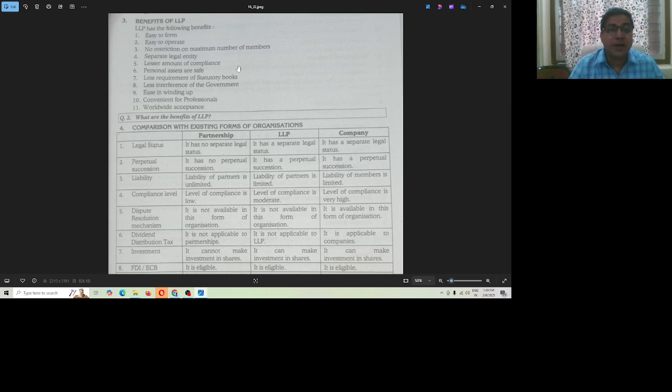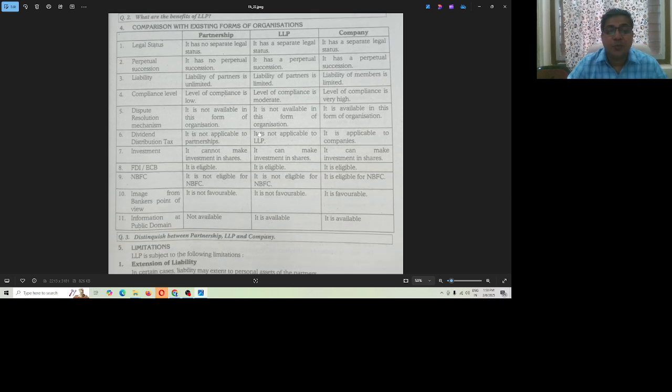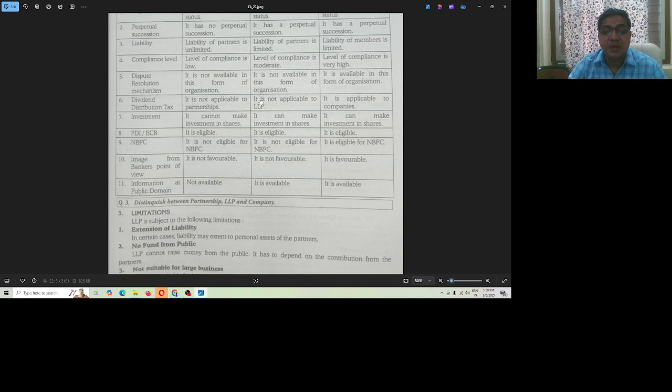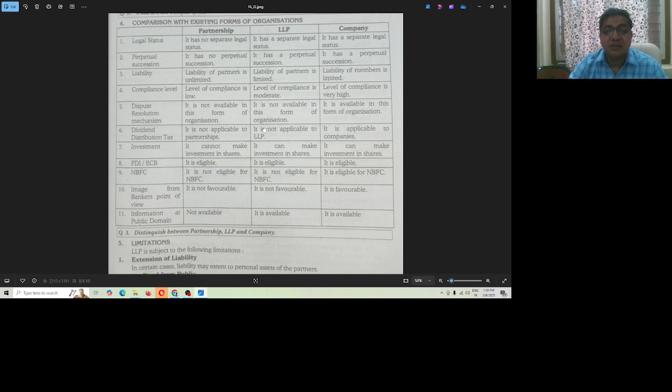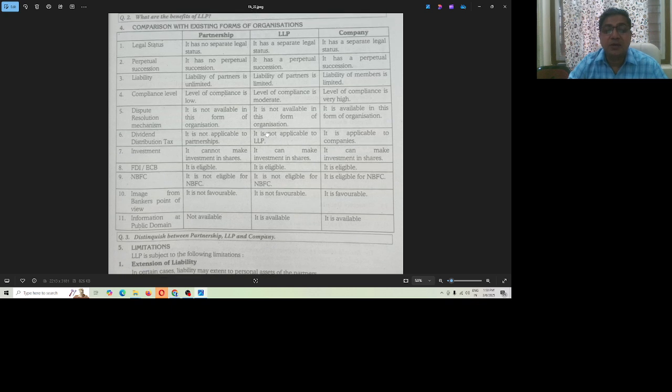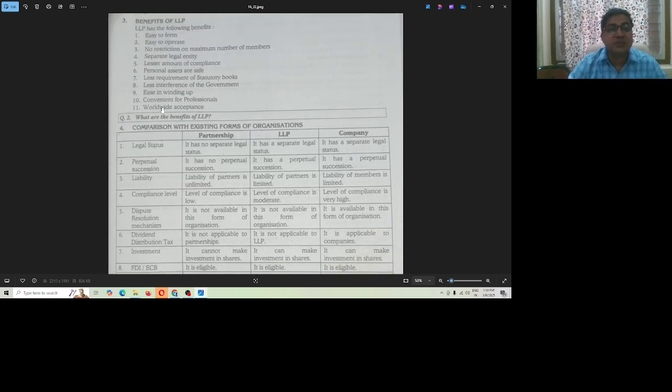Personal assets are safe because of the LLP. Why are personal assets safe? Because of the liability. Whenever we talk of the liability, it is limited to the extent of the contribution, so personal assets are safe.